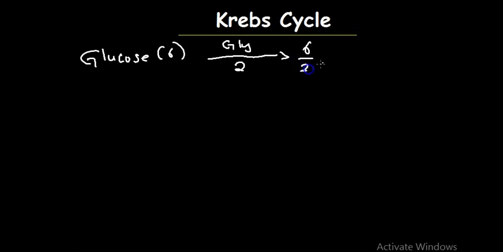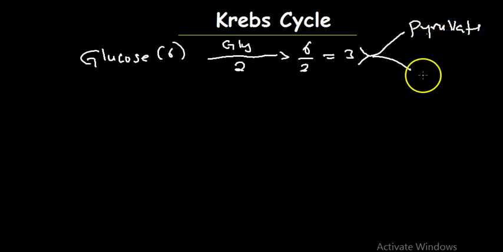Do we agree that glucose is simply a 6-carbon molecule? When it undergoes glycolysis, it's split into 2. 6 divided by 2 is simply going to be 3. And the final product which we are going to get at the end of glycolysis is the pyruvate. So that means pyruvate is a 3-carbon molecule.